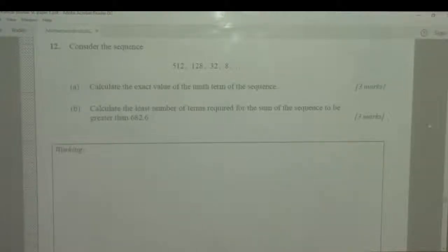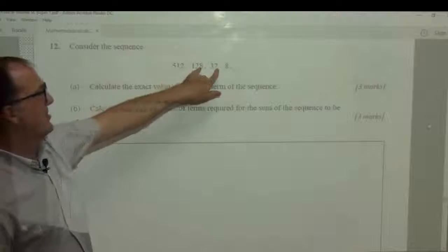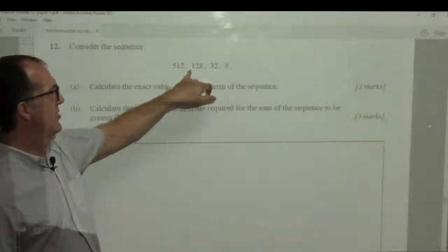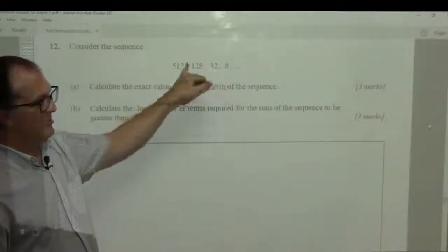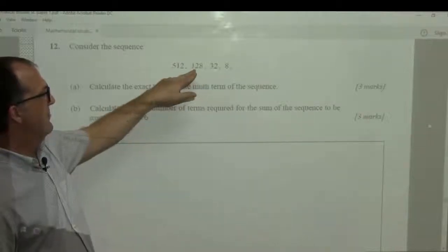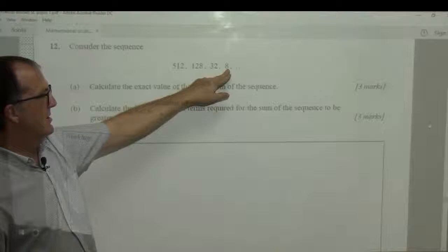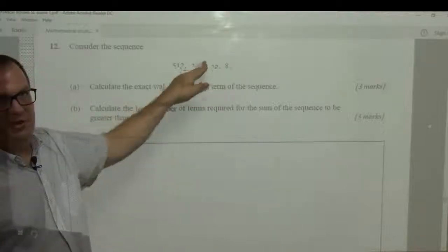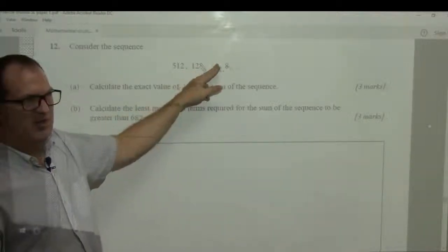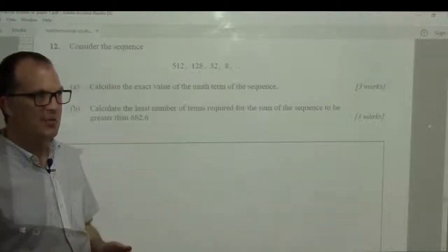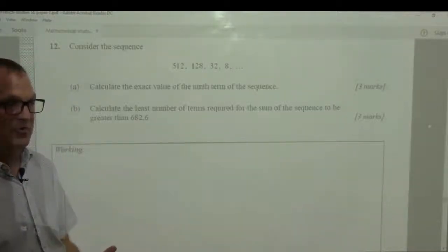Question number 12 is a sequence, and they don't tell you whether it's arithmetic or geometric. So the first thing I look at is, is there a constant difference between terms? Are they going up by the same amount or going down by the same amount? And obviously from, say, 128 to 32 and 32 to 8, the difference between that is not the same, which is telling me this must be geometric.